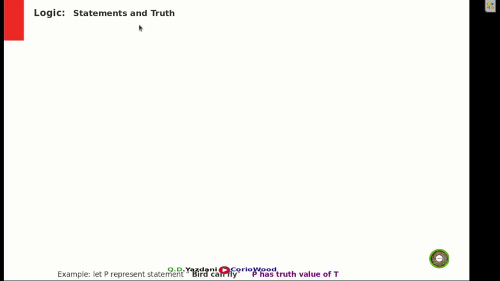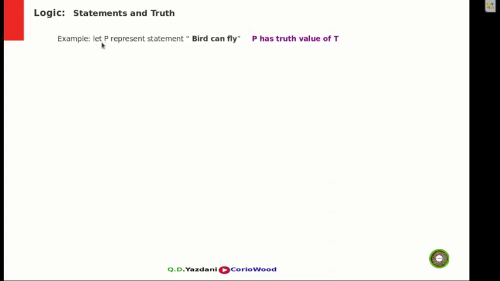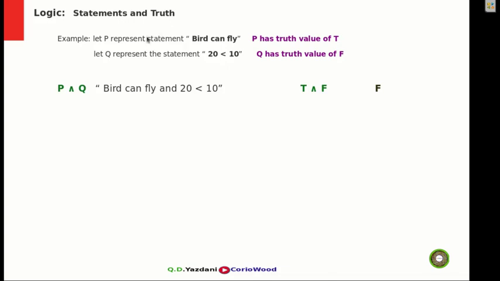Logic, statements, and truth. Let P represent the statement birds can fly. P has the truth value T because this is a true statement. Let Q represent the statement 20 is less than 10. Q has the truth value false because 20 is not less than 10; 20 is greater than 10. So P represents true, and Q represents false.